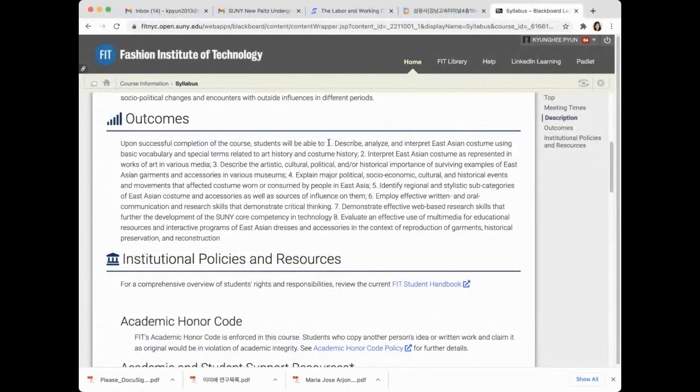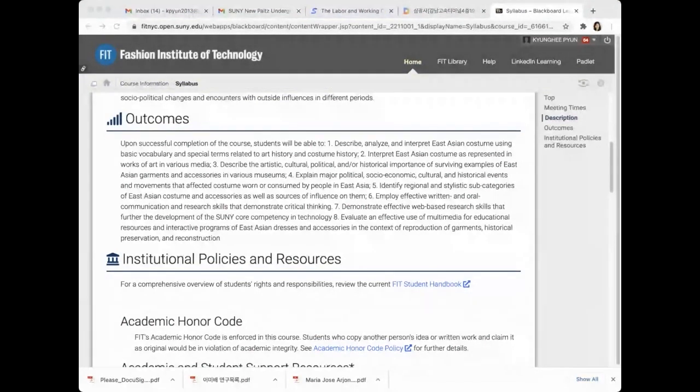So learning outcomes are important. At the end of the semester, you will master 1, 2, 3, 4, 5, 6, 7, 8. And my assignments or tests are designed to accomplish these learning outcomes. So even though it's a little bit tedious, I want one of you to volunteer to read the learning outcomes. Who wants to read? Oh, Emma? Yeah, so can you read the learning outcomes?